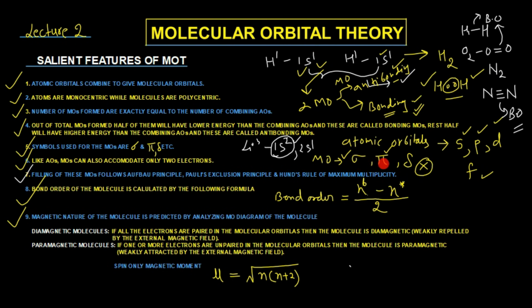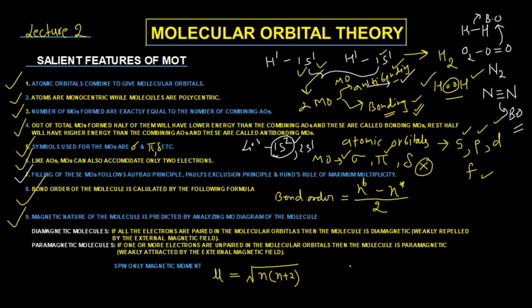In these molecular orbitals, if all the electrons are paired, then your molecule would be diamagnetic and it would be weakly repelled by the external magnetic field. The next important magnetic behavior is the paramagnetic nature of the molecule. That means when you keep such molecules in the external magnetic field, they are weakly attracted by the external magnetic field, right?